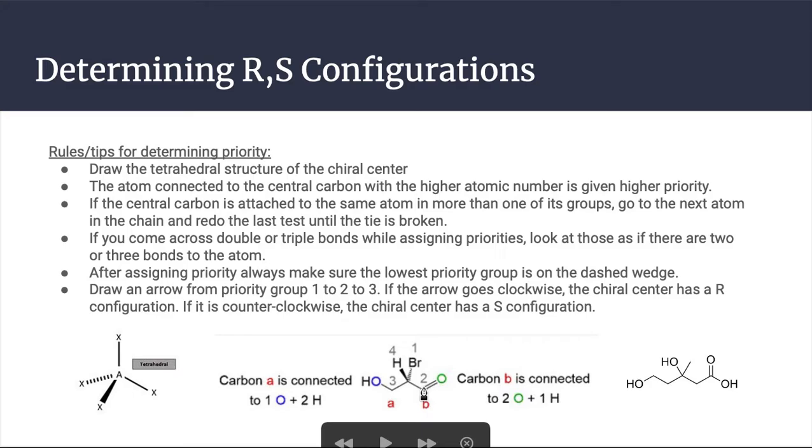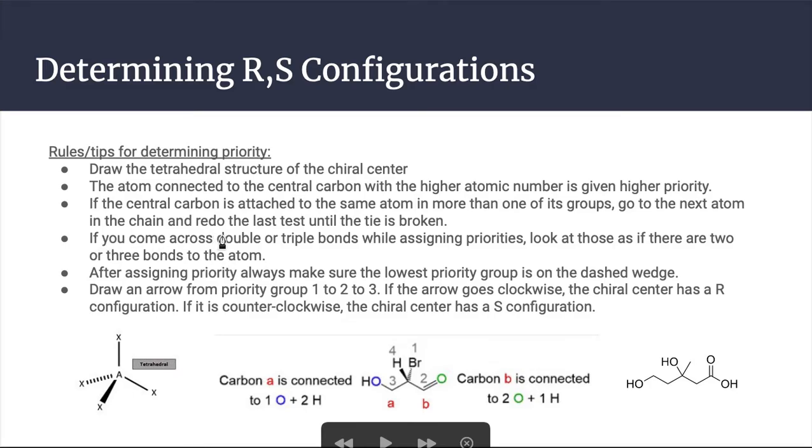So if it was single bonded to an O, then we would say it's attached to 1 O, but it's double bonded. So would you count that? Would you still count that as 1, or would you count that as 2? And the next rule kind of clarifies that.